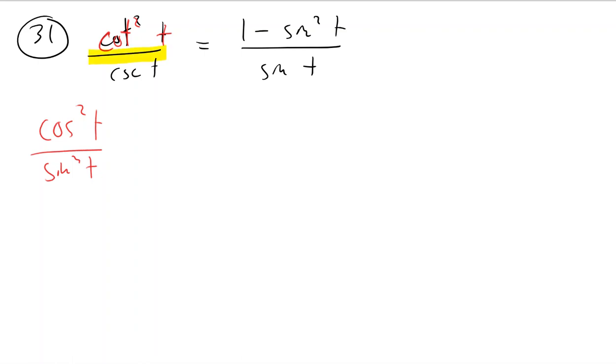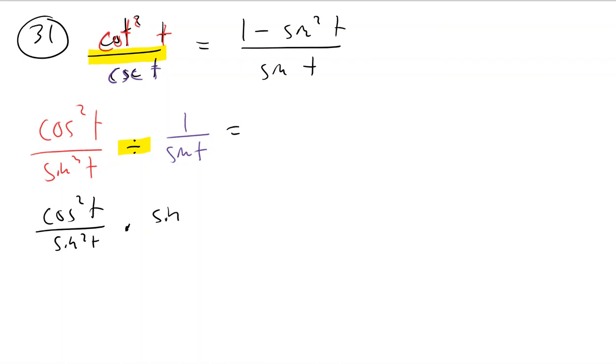And then we have divided by, fraction bar just means divided by. Cosecant t is 1 over the sine of t. So there's changing everything into sines and cosines. Now to deal with dividing fractions, we typically change it to do the keep, change, and flip.